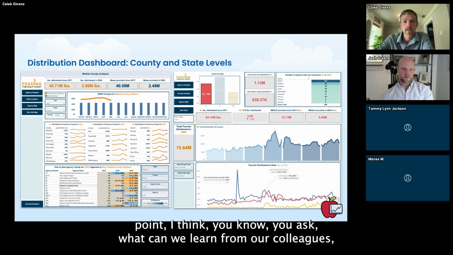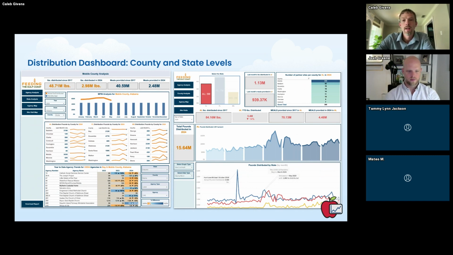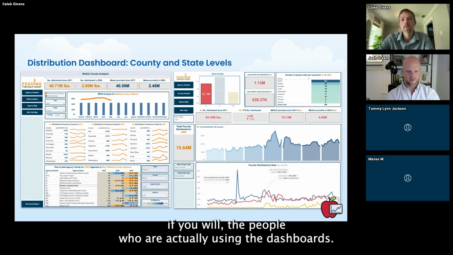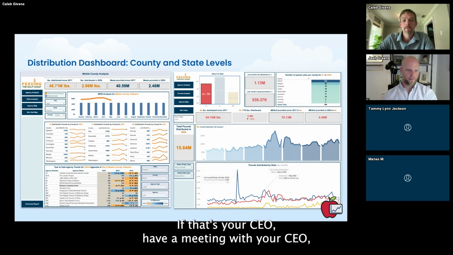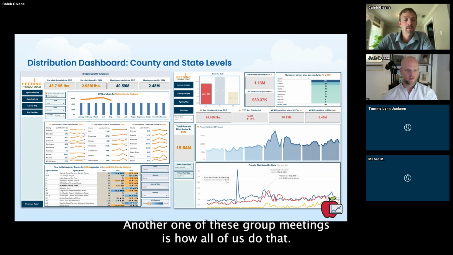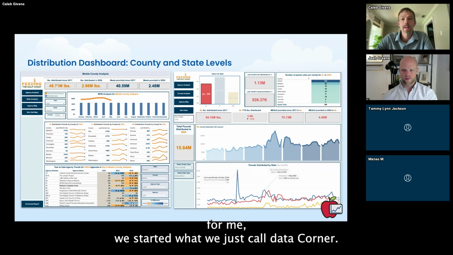So to your point, you ask what we can learn from our colleagues, and use those as principles for building dashboards that they do like. And it's exactly that. It's meeting with the stakeholders, if you will, the people who are actually using the dashboards. If that's your CEO, have a meeting with your CEO. If that's your operations team, meet with them on a regular basis. How all of us do that is something I'd love to talk about at another one of these group meetings. For me, we started what we just call Data Corner.